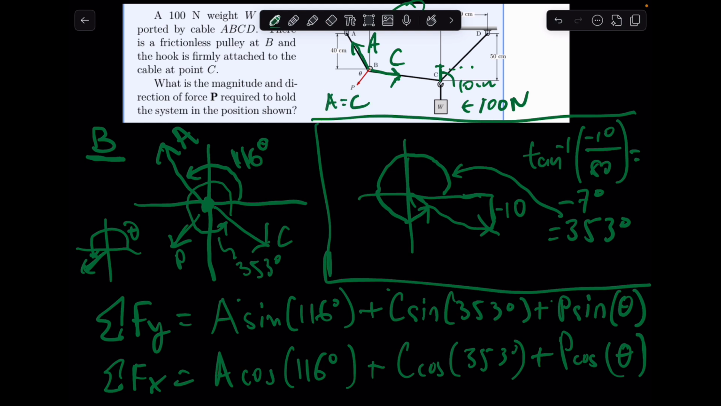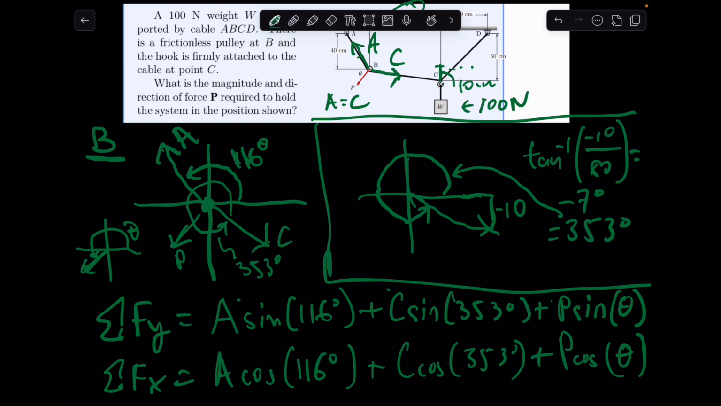Again, this only happens when you have a frictionless pulley here. This is the trick. When you have a frictionless pulley, the force in the cable is going to be the same. That's why we can set A equal to C. This one right here equal to C because we have a frictionless pulley. I want to repeat that.